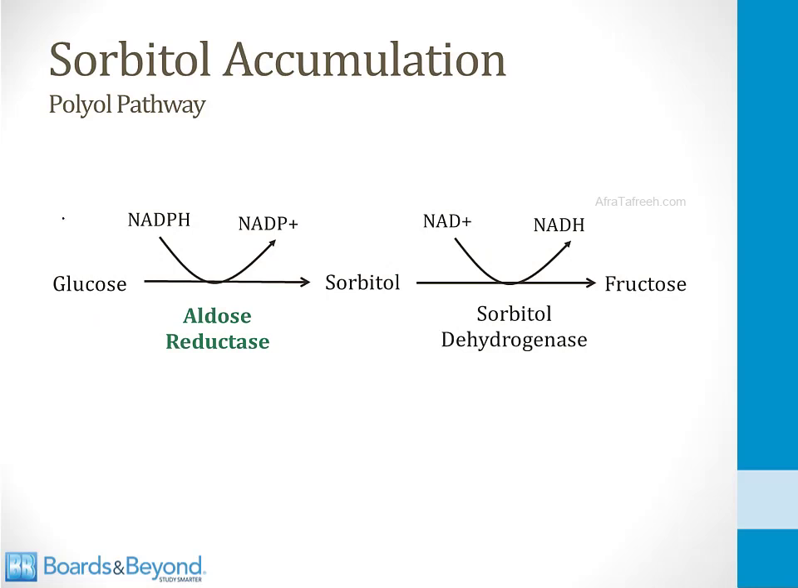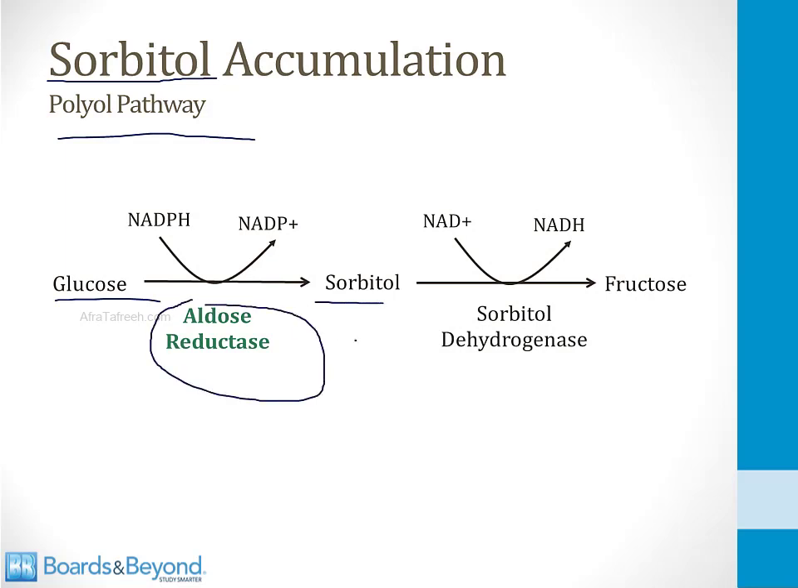The other underlying mechanism of diabetic complications that you should know about is accumulation of sorbitol, and this occurs via a biochemical pathway called the polyol pathway. As you know, glucose can be metabolized via glycolysis, but there is an alternative pathway for glucose metabolism called the polyol pathway that occurs in some cells in the body. Glucose can be converted into sorbitol by an enzyme called aldose reductase. Sorbitol can then be converted into fructose via an enzyme called sorbitol dehydrogenase, and as you know, fructose is one type of carbohydrate that can enter the glycolytic pathway.